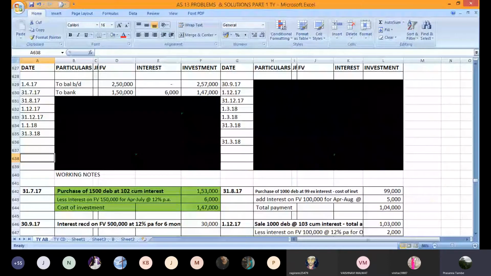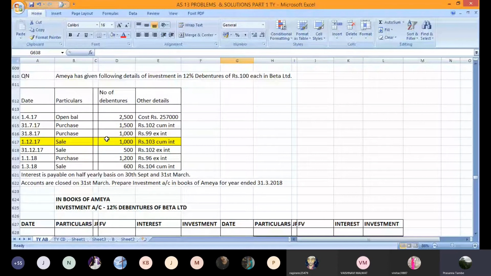Then this was 31st of July. The next transaction is again a purchase on 31st of August, but this time it is an ex-interest quotation. So on 31st August, we are purchasing 1,000 debentures. The pricing is 99 rupees per debenture. This is the ex-interest price.